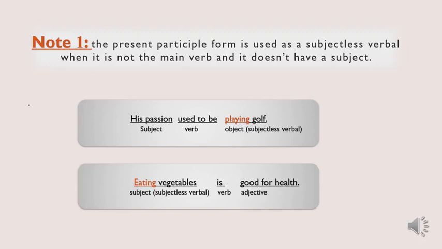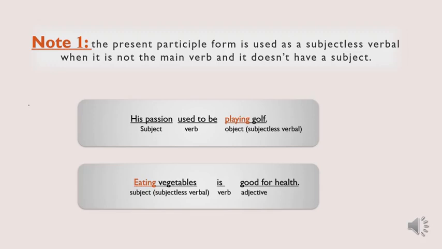In the first example, his passion used to be playing golf. His passion is the subject. Used to be is the verb. Playing golf is the object. Notice that playing, a verb plus ing, here is the object, which means that it is a noun, not a verb. We call this noun subjectless verbal because first, it doesn't have a subject.